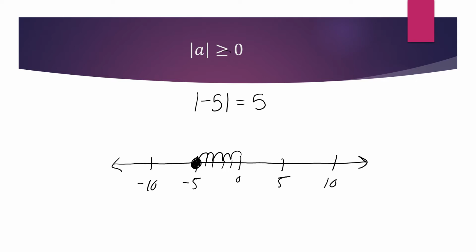It could be equal to 0 though, because you could have the absolute value of 0. The absolute value of 0 is equal to 0 because you don't move anywhere. 0 is right at 0. There's no distance from 0 at that point. So the first property is really that any absolute value always has to be either positive or equal to 0.